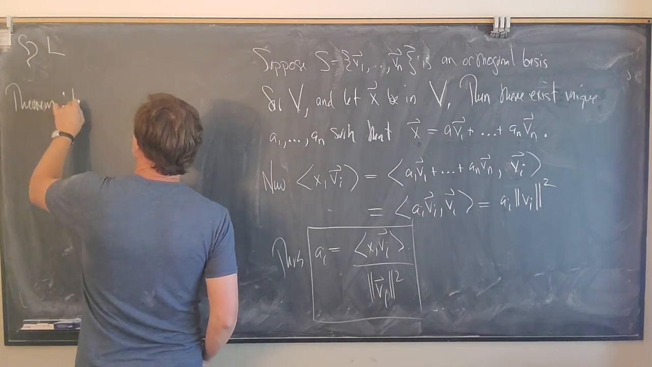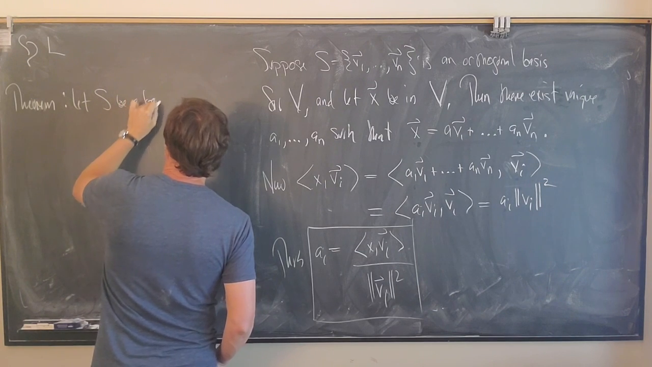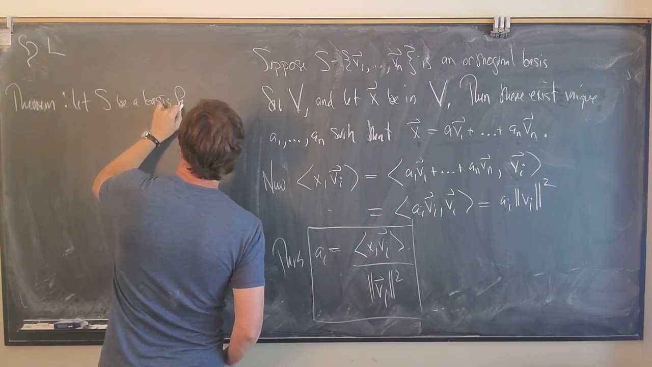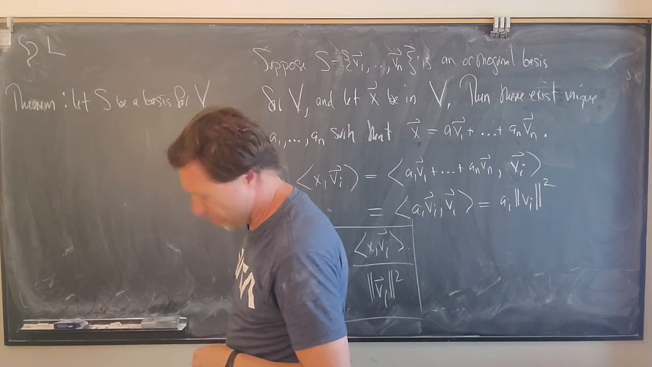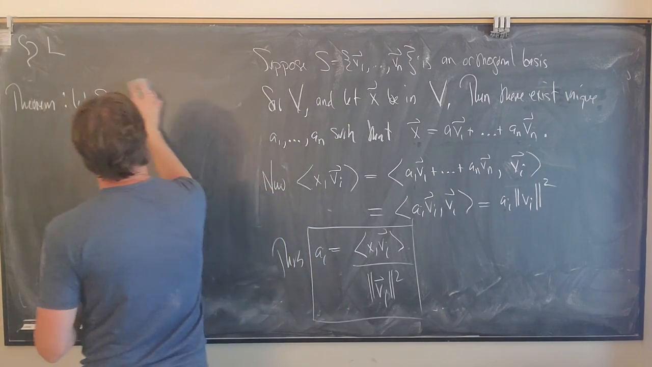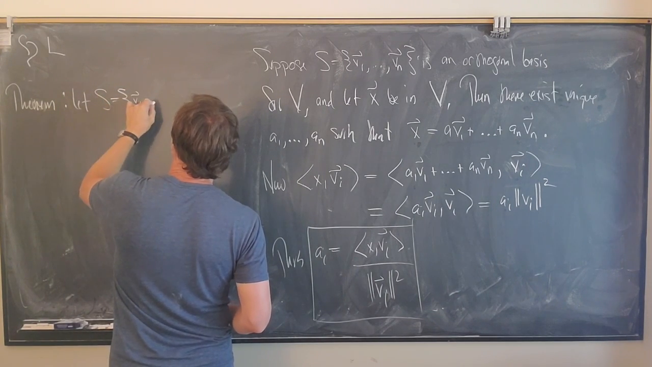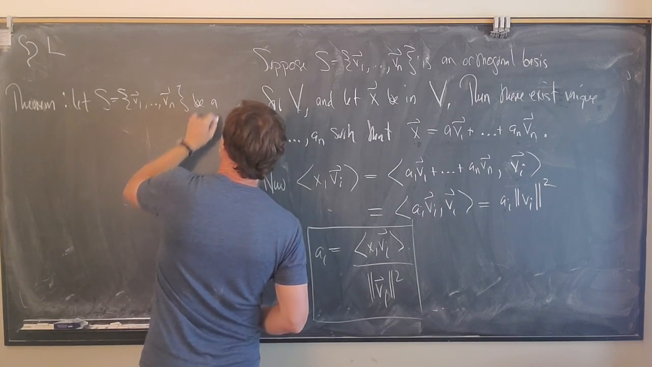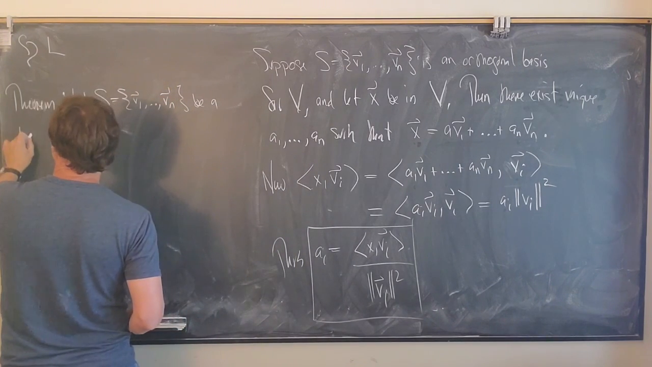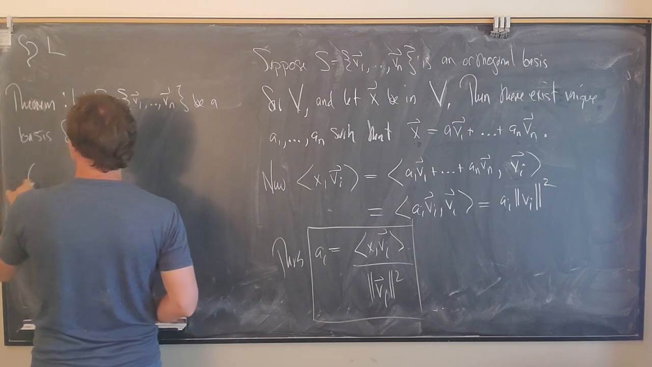So let S be a basis for our inner product space V. I need to write out S. So S is going to look like this: S equals V1 up through Vn, be a basis for V. Two parts of this theorem.